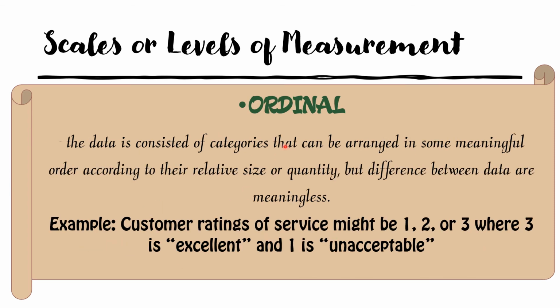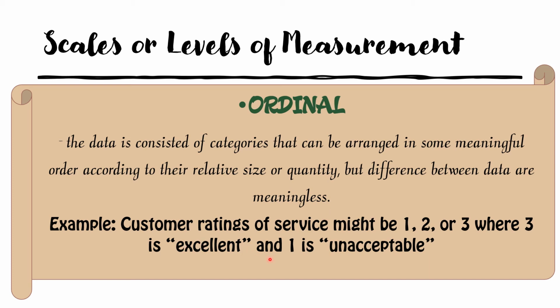Next, ordinal scale or ordinal level. The data here consists of categories, just the same as the nominal scale. But in this one, we can arrange the data accordingly, according to relative size or quantity. But the differences between data are meaningless. So it doesn't matter if we differ, if we compare them.